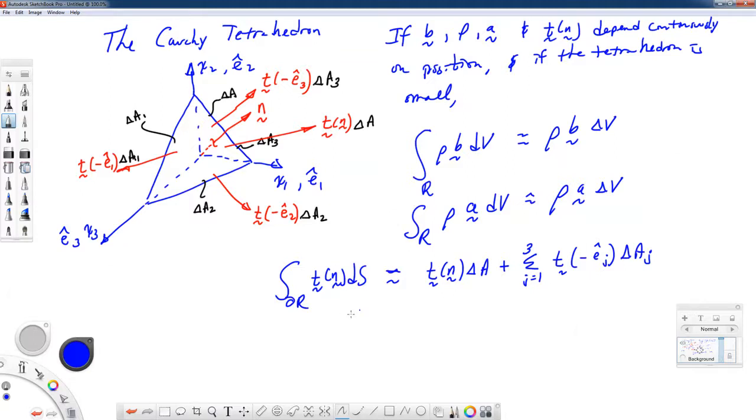If we wanted to write them all out, this right-hand side then would be equal to traction vector as a function of the unit normal n times delta A, plus traction vector minus e hat 1 times delta A1, plus T as a function of minus e hat 2 times delta A2, plus T as a function of the minus e hat 3 direction, delta A3.